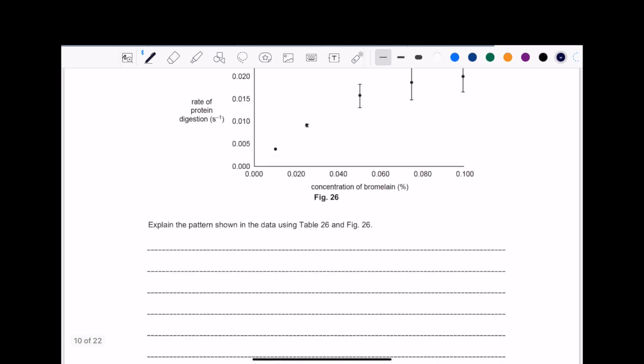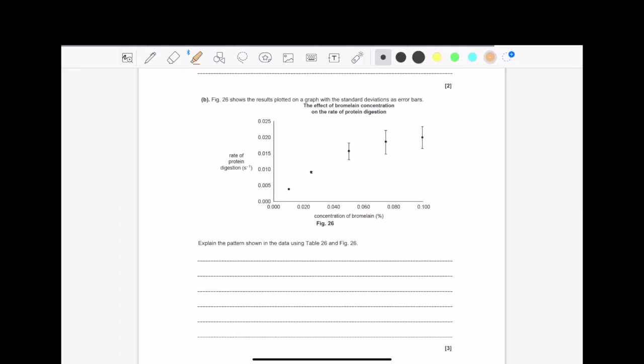Next one says, explain the pattern shown in the table using table 26 and figure 26. So we need to use both, and it's an explain, so you need to use your scientific knowledge of enzymes. Straight away, what I would always look at when standard deviation is mentioned in the question are the error bars. Are they overlapping? In this case they are. Well, what does that actually show? It shows that if the error bars do overlap, it increases the uncertainty of the data, right? And that's something you can say, because that shows that at a higher concentration of bromelain, there's more uncertainty.